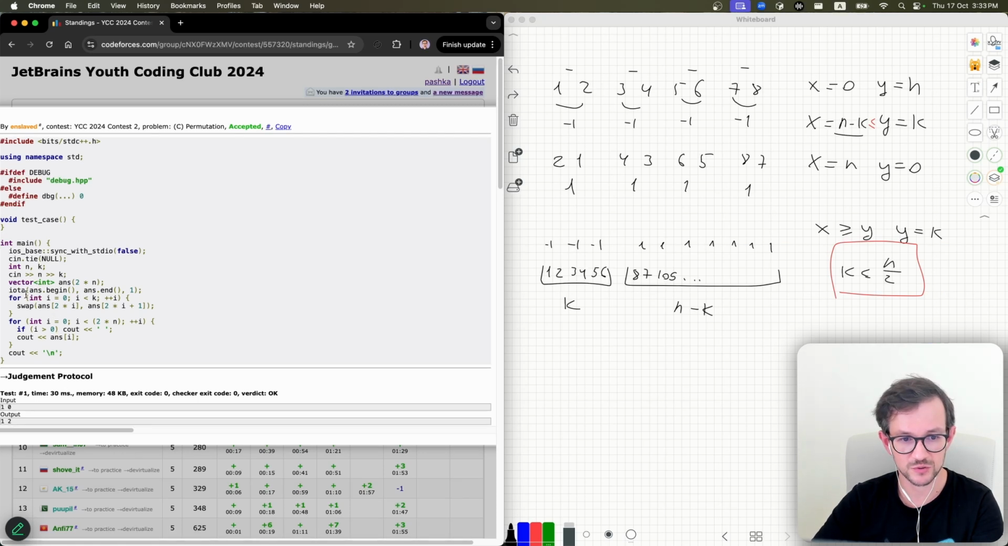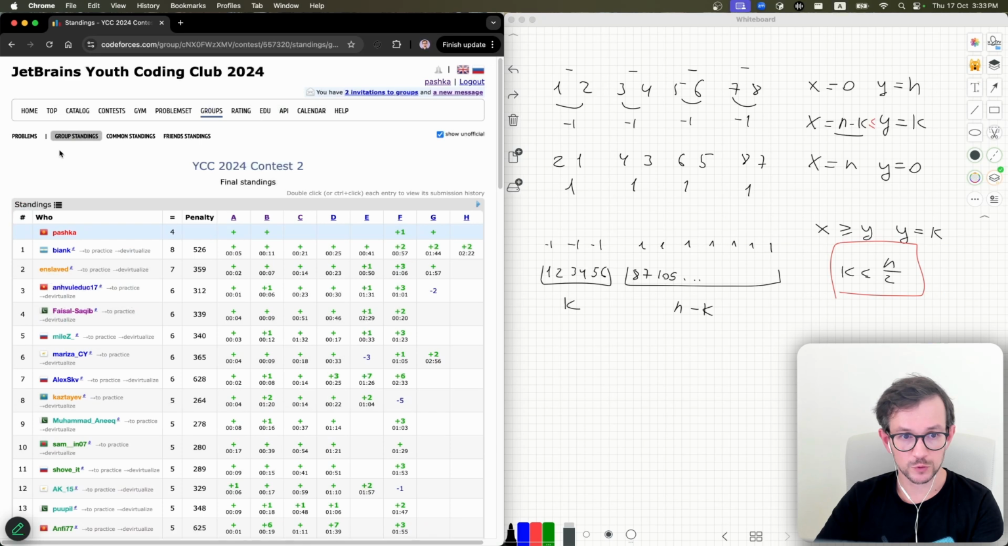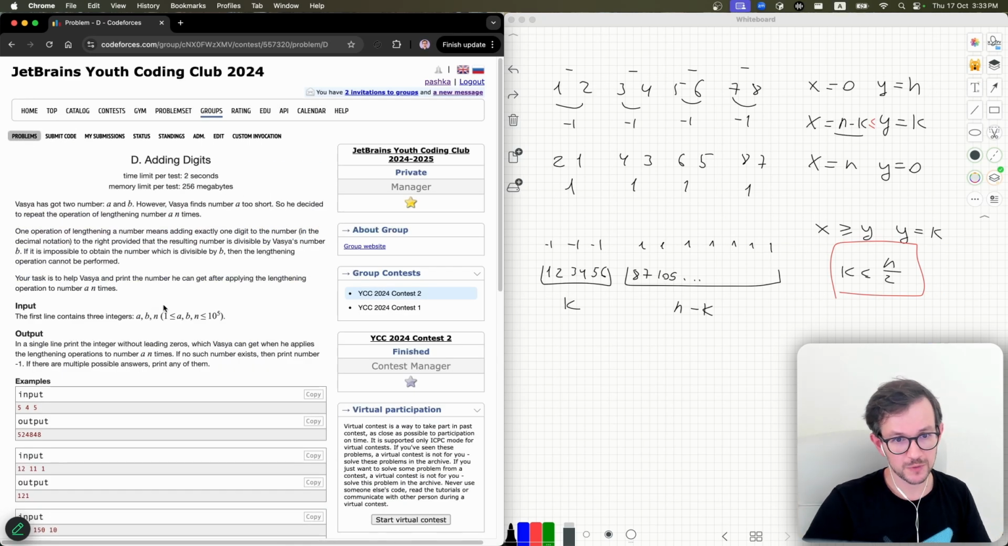So okay, so again, you just make this. Okay, so here you make the okay. What this code does is just create an array of 1, 2, 3, and so on. So we create this one, and then swap elements of the first k pairs. Yeah. Good. Problem D.